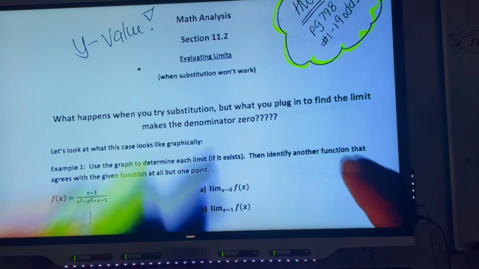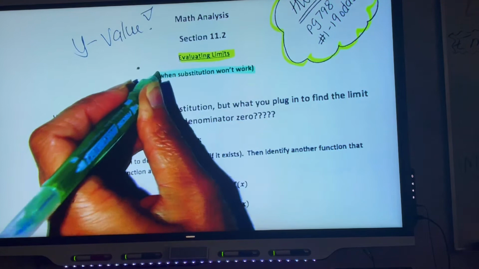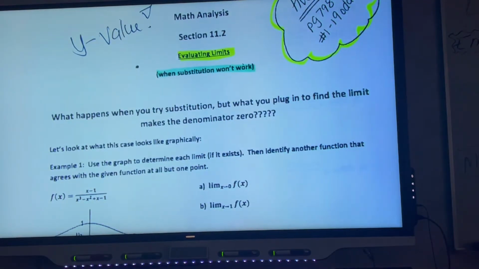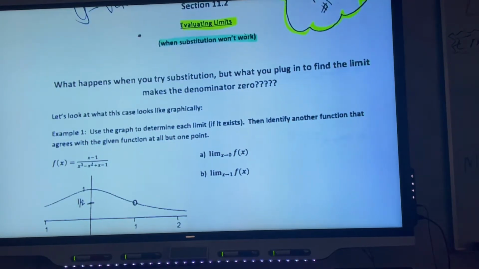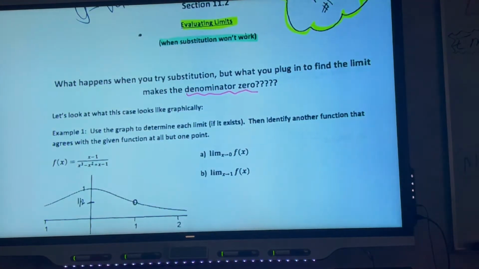Today we're going to be focusing on evaluating limits, just like we did on Friday, except there's going to be some cases where direct substitution doesn't work. You didn't see any of those cases on Friday because we gave you some special ones that always would work. Now, what happens when you try substitution, but what you plug in to find the limit makes the denominator 0? What happens in your calculator if you divide by 0? Error, right. Calculator freaks out, and that's because it's undefined when we have 0 in the denominator, okay?